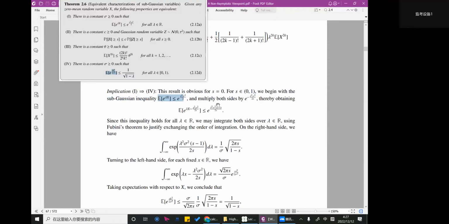So why do we multiply both sides by this?